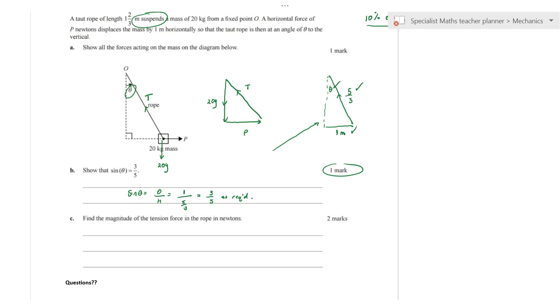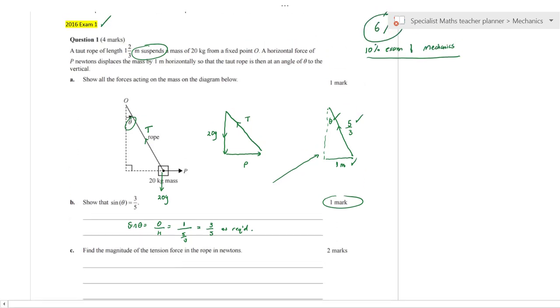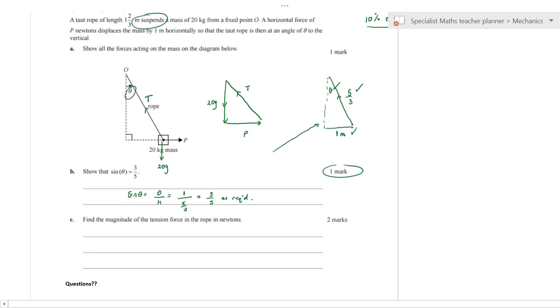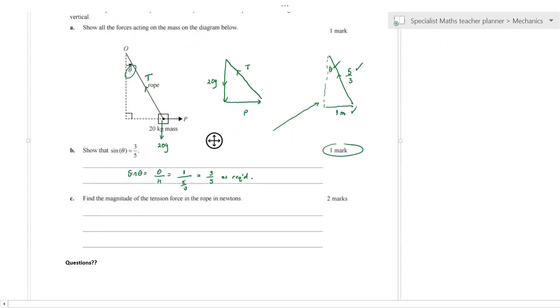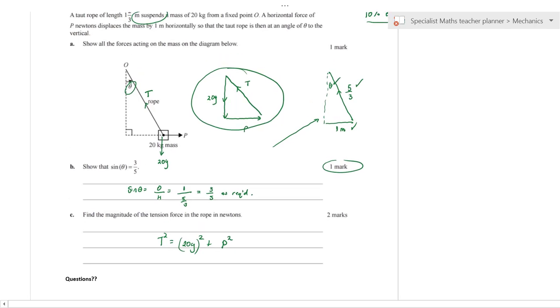So once again, this is one of those ones. It's actually surprising. It's tricked a lot of kids in the 2016 exam. Now we could do this. We could consider that we've got to find the magnitude of the tension of the rope, and up here I've got T squared is equal to 20g squared plus P squared. That's one thing.